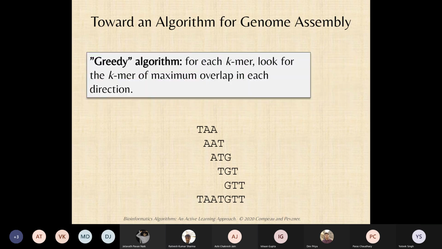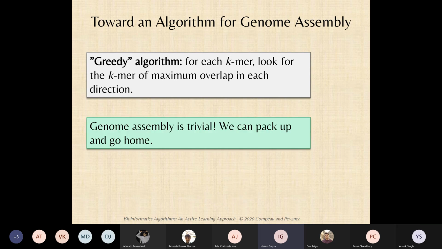Yes, sir. So this is a greedy algorithm, as we have seen earlier. In greedy algorithms, the idea is to try the simplest possibilities and essentially answer what you end up with. So in this case, the greedy algorithm says for each k-mer, look for the k-mer with maximum overlaps in each direction, and then put them together. This is how typically you will be solving any puzzle, right? So then genome assembly seems quite trivial and we can just go home.